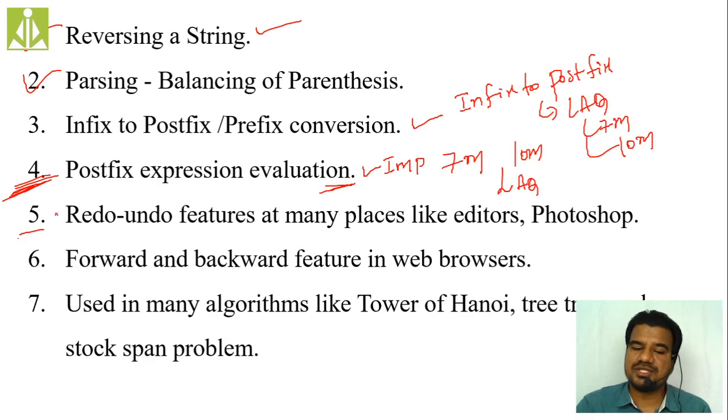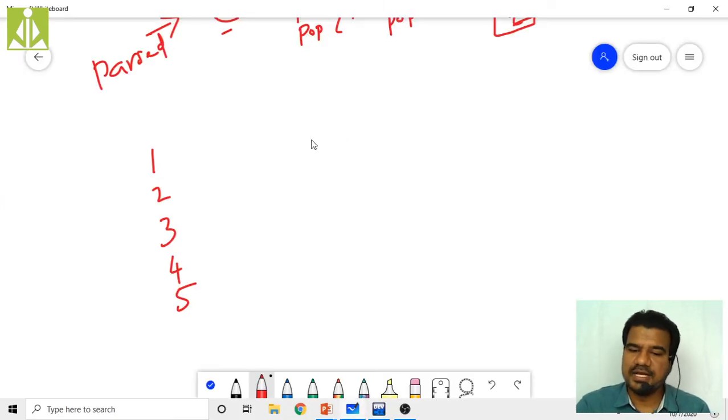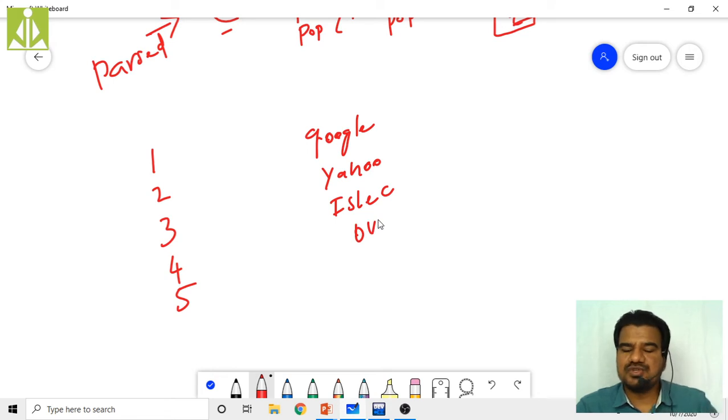So the undo redo features of editors and big applications like Photoshop will be done with the help of a stack only. Your operating system will make use of a stack in order to make this undo redo feature functional. And forward backward pages in your browser: suppose you are visiting google.com at one point, then yahoo.com, then islec.com, then the OU website, visiting all these websites in this manner.